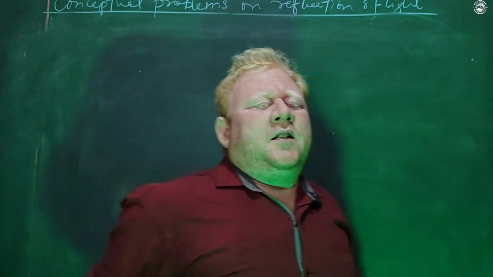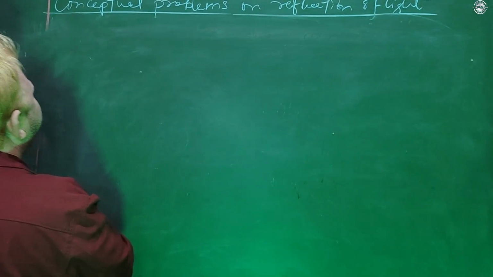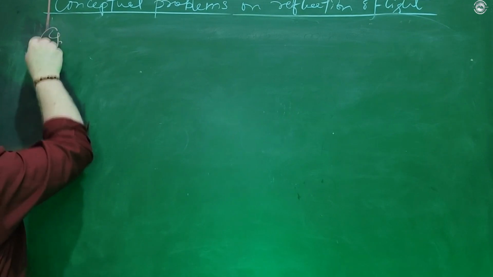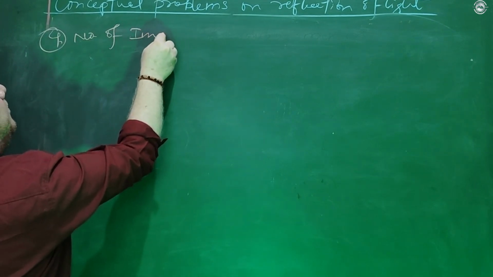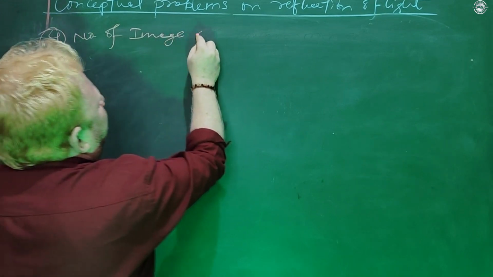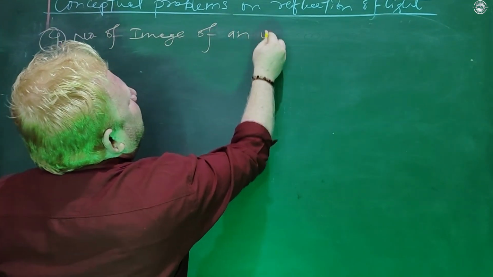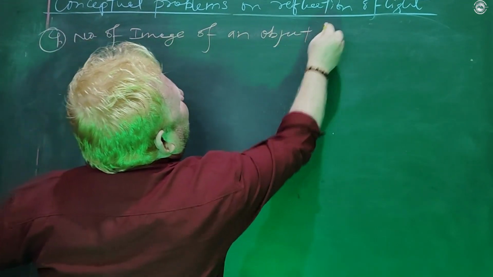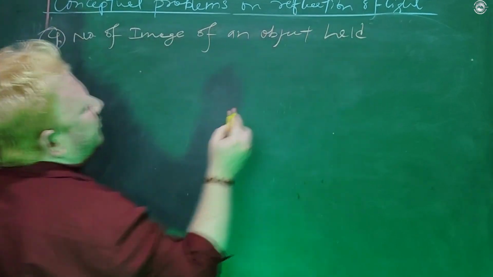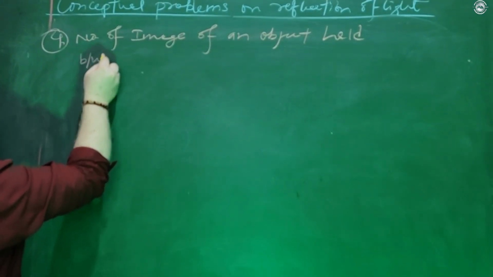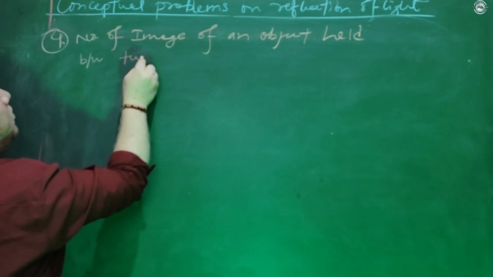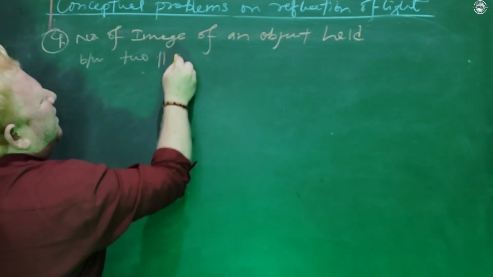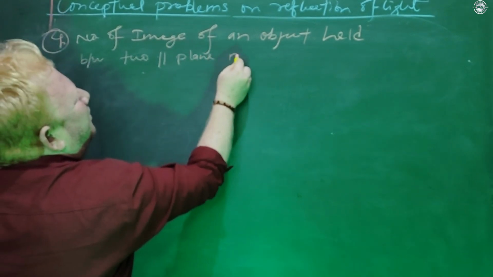तो आइए next question देखते हैं। Question number 4, number of images of an object held between two parallel plane mirrors.